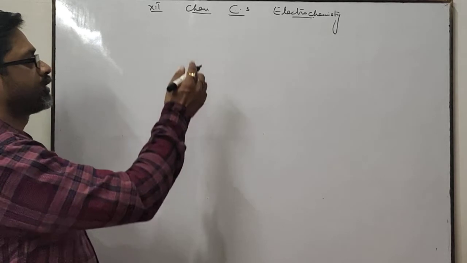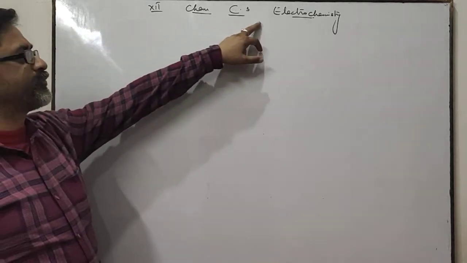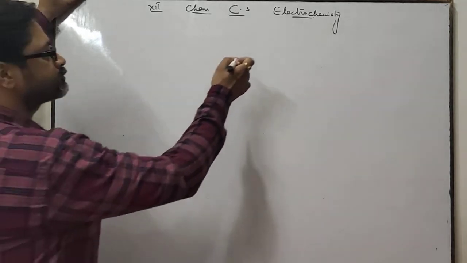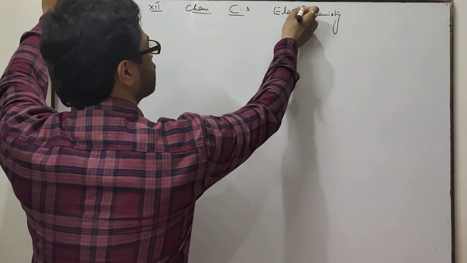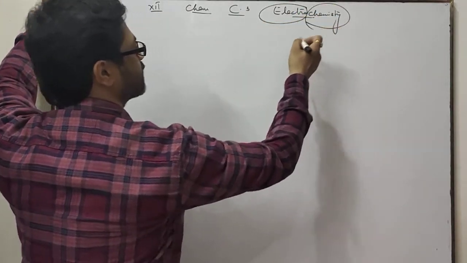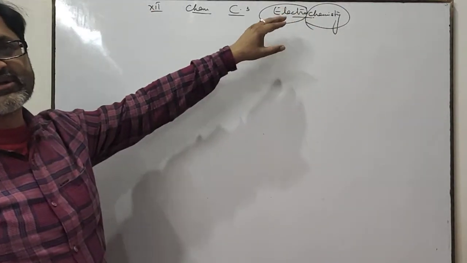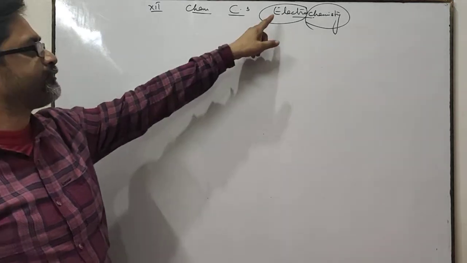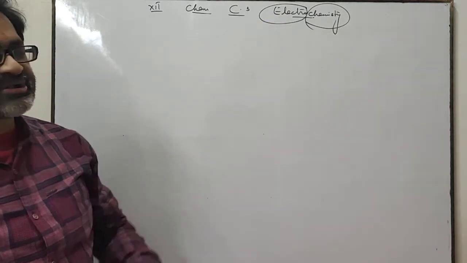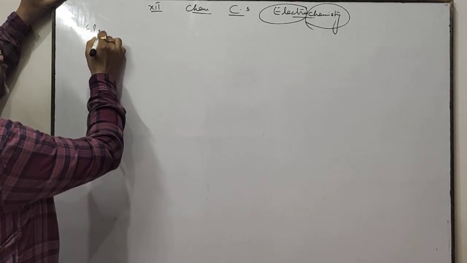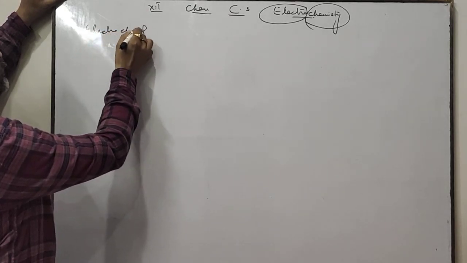I am going to teach you about chapter 3 of your chemistry. That one is electrochemistry. As the name indicates, electrochemistry. What is electrochemistry? That is the branch of chemistry which deals with the chemical changes that take place due to electricity. In this chapter, I am going to discuss first of all the electrochemical cell.